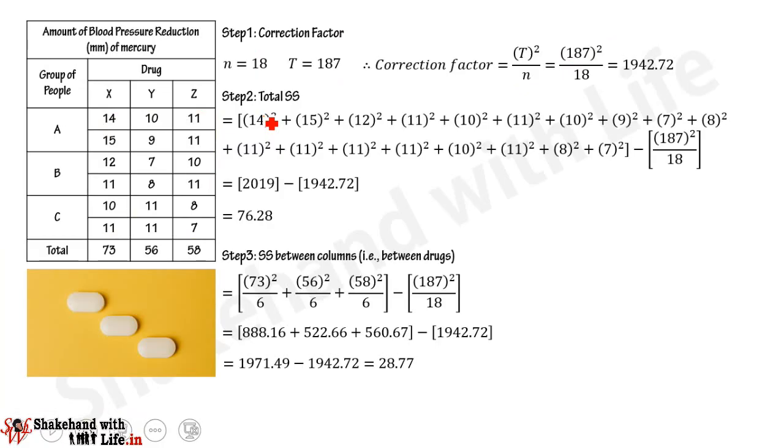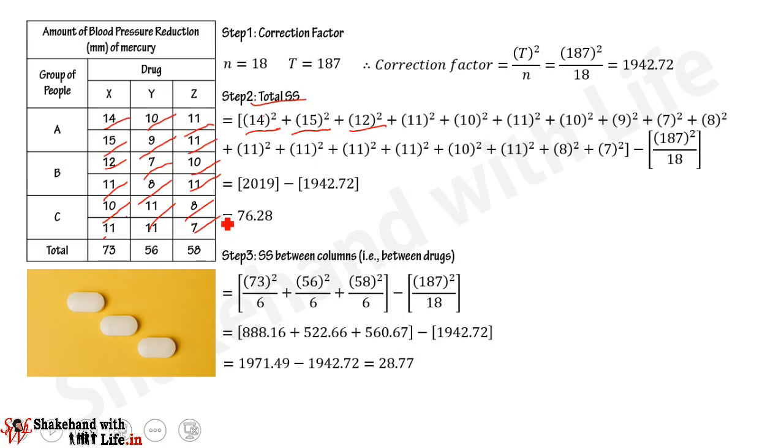Now in step number 2, we calculate the sum of squares for total variation. And how do we calculate that? First we square each element and then add all the squares. So the square of 14, the square of 15, the square of 12 and so on. Square each element.